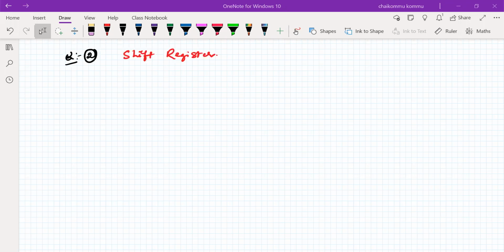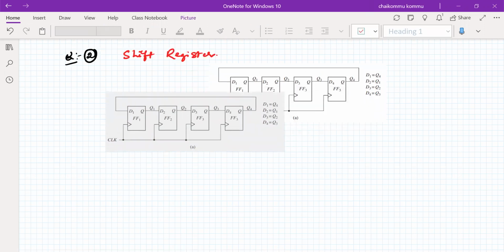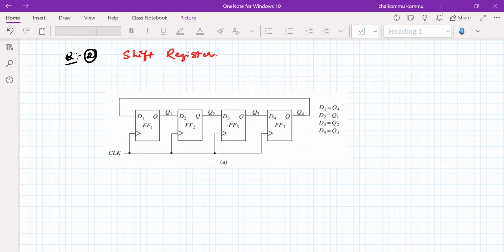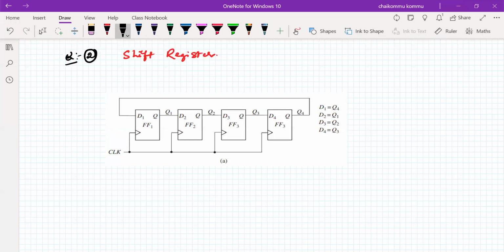So copy and then paste it here. Please bear with me for some time, I will complete it within 5 to 6 minutes. So this is a 4-bit shift register. Observe what is happening here. D1 is connected. The shift means the value of this one goes here, the second value goes here, the third value goes here, and again feeds back to the original one. So this is a shift register.